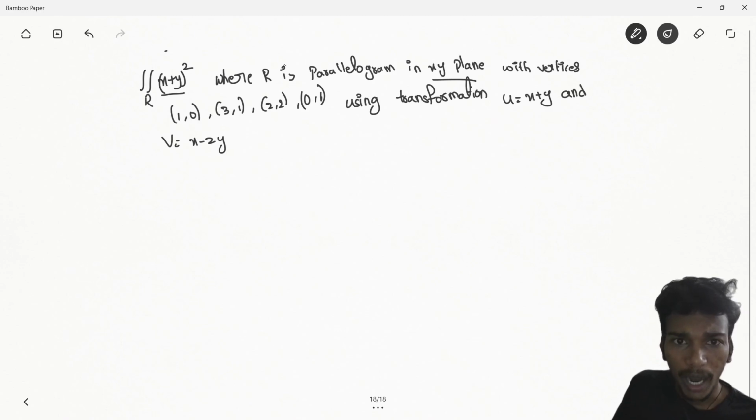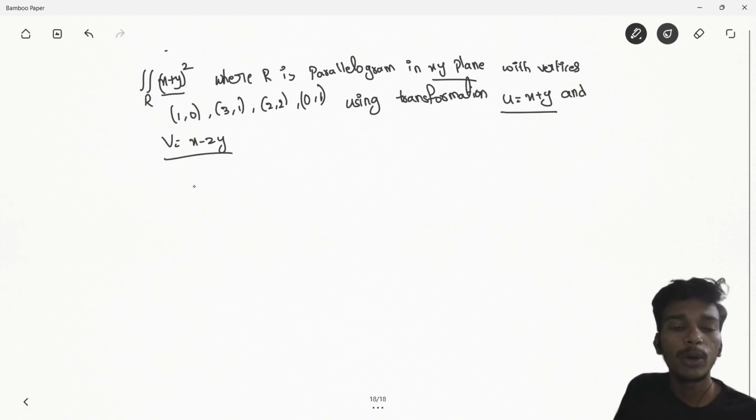In this coordinate system, R is a parallelogram with vertices (1, 0), (3, 1), (2, 2), and (0, 1). Using a transformation, they have given the transformation also. Just look at this. We are going to transform into another coordinate system where the transformations are also given. Just look at these things.